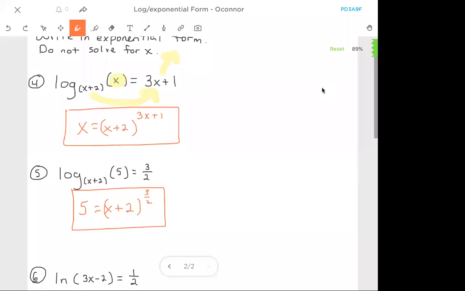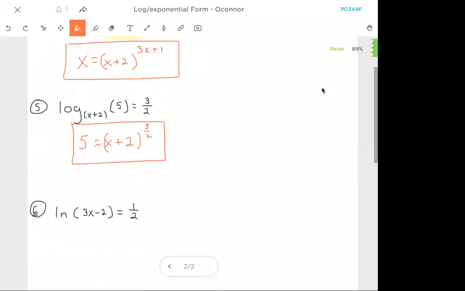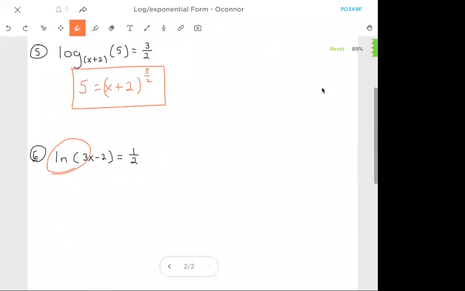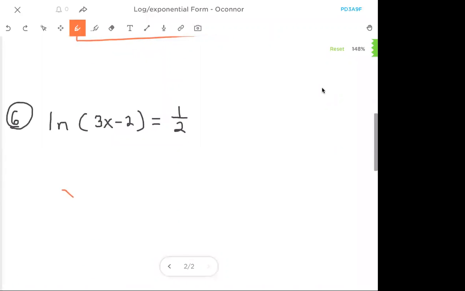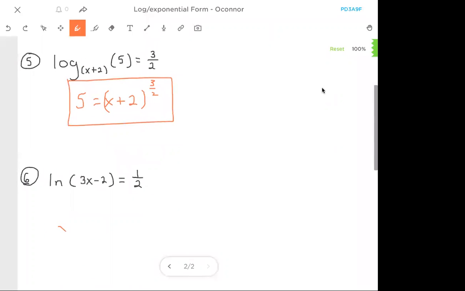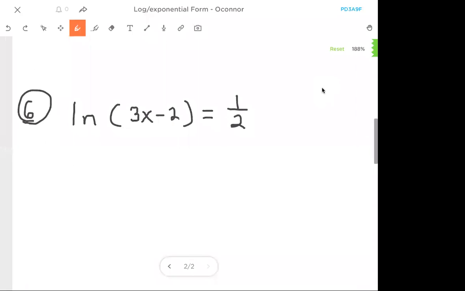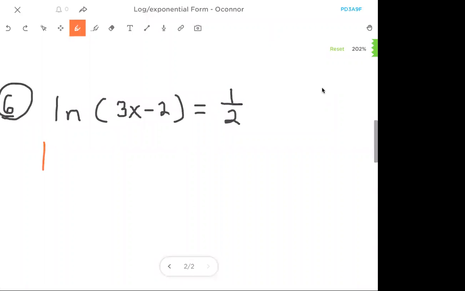All right, the last one, I didn't really address this, and some people got it, so you've seen that before. Now some of you have not. ln. ln is short for natural log, and it actually means this. It means log base e. So ln means log base e.